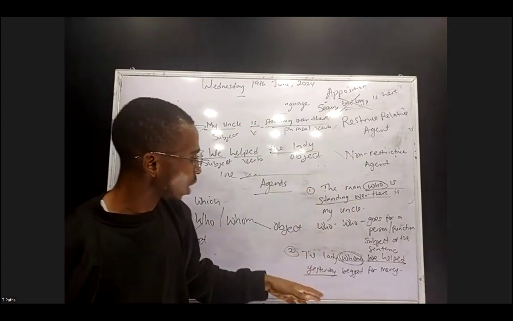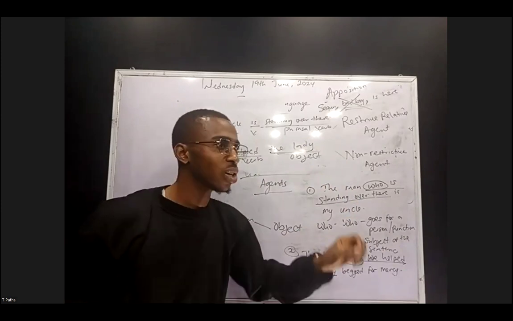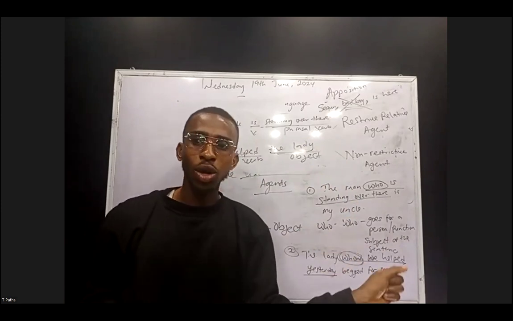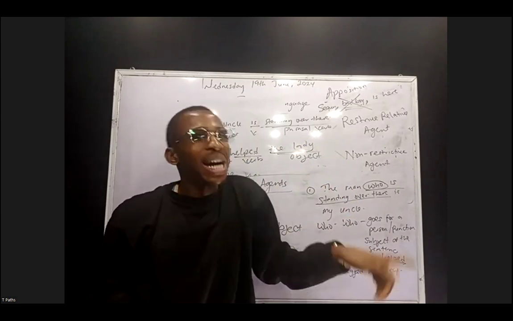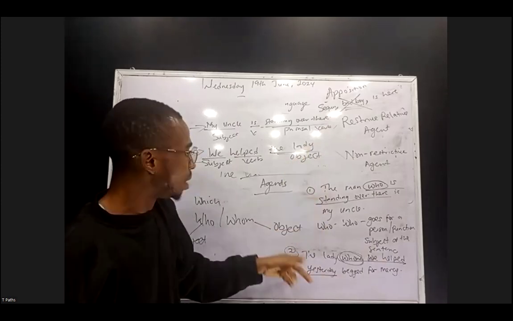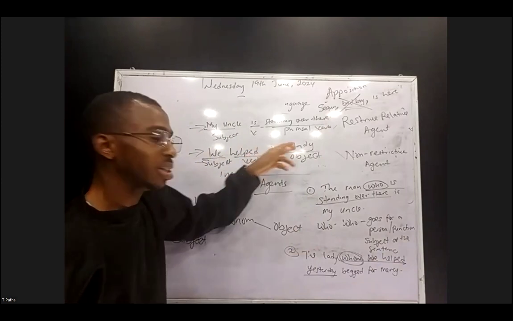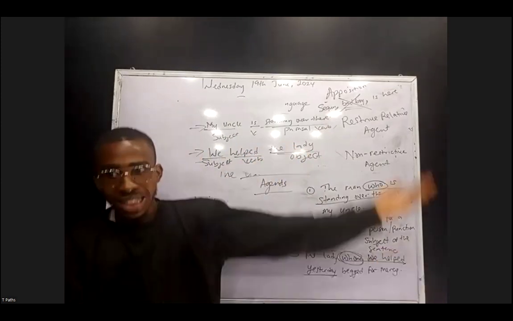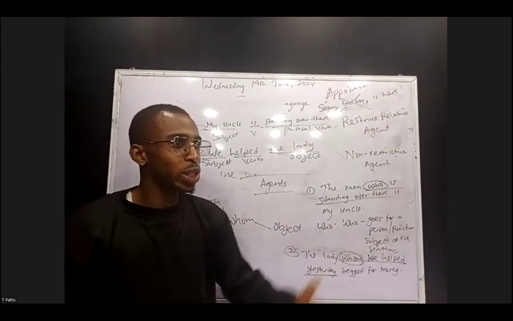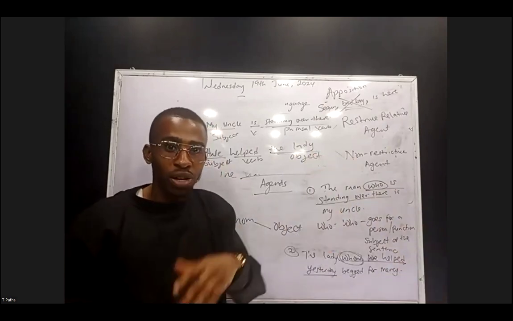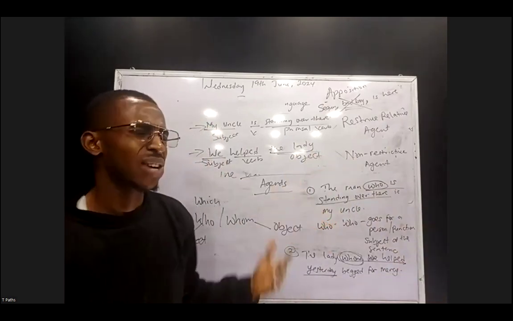Sometimes they can ask you to underline the object of the sentence. What do you do? Paraphrase, that is, rephrase the statement. The lady whom we helped yesterday begged for mercy. What happened? We helped the lady. Yes or no? So when you rephrase the statement, you will be able to get who is the doer of the action and also who is the receiver of the action. That's just it. Very simple.